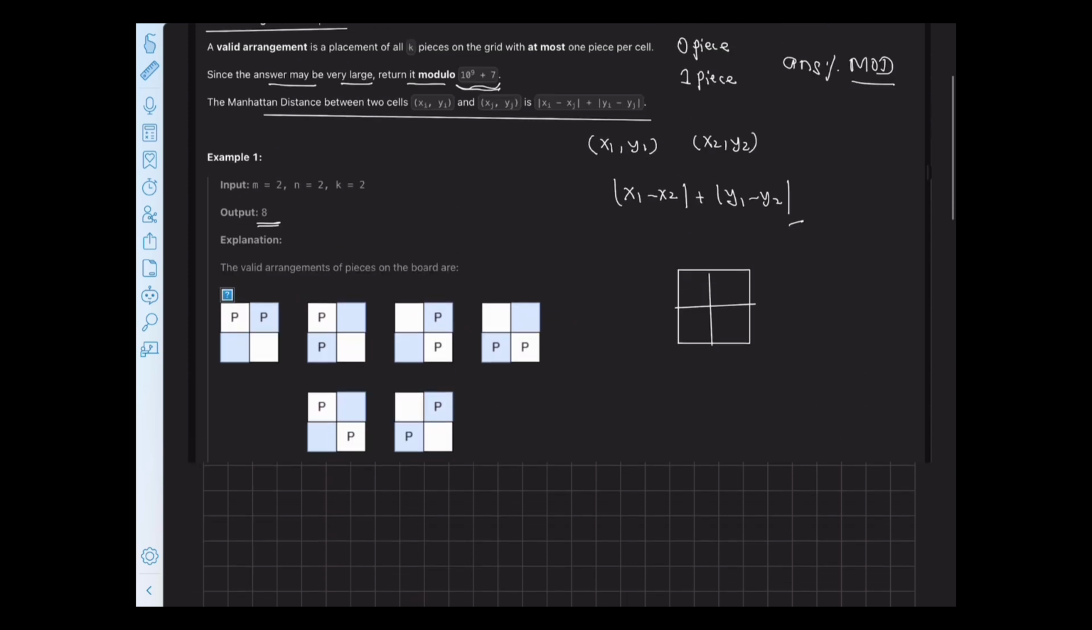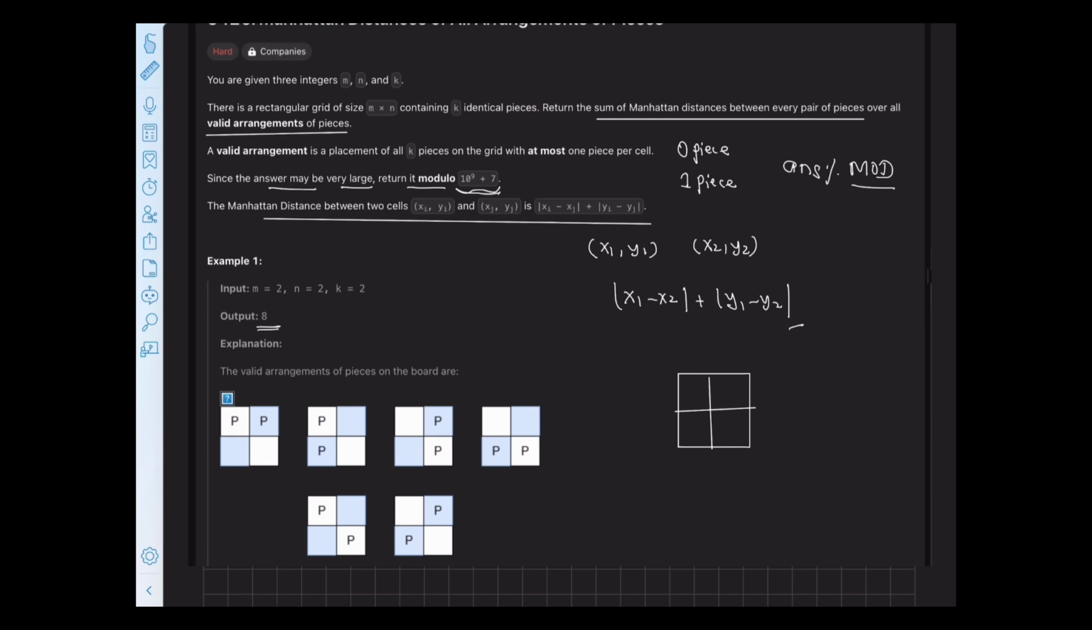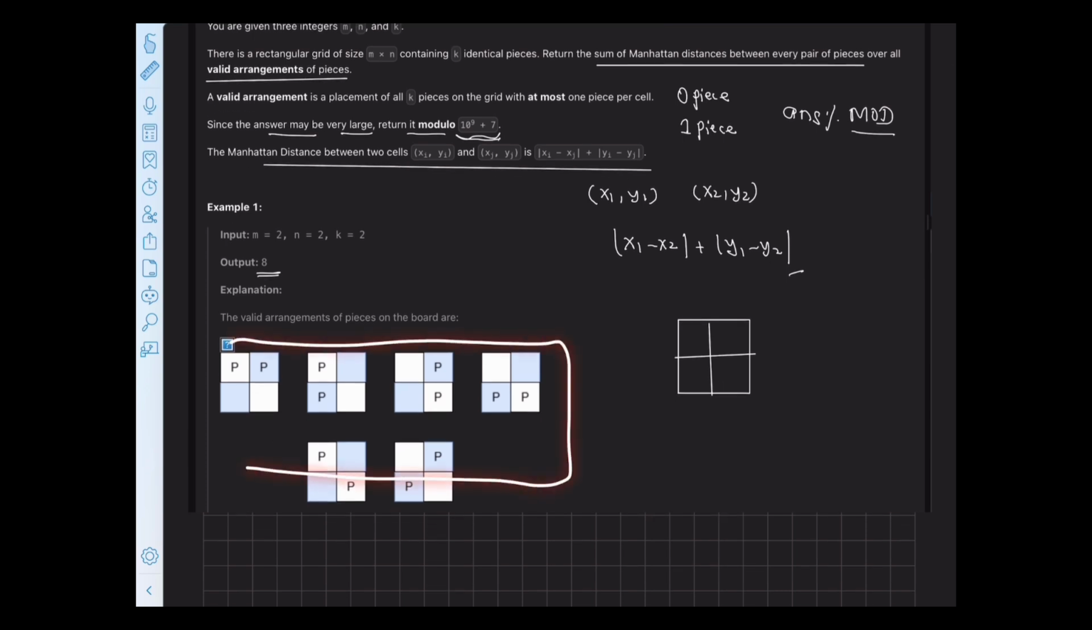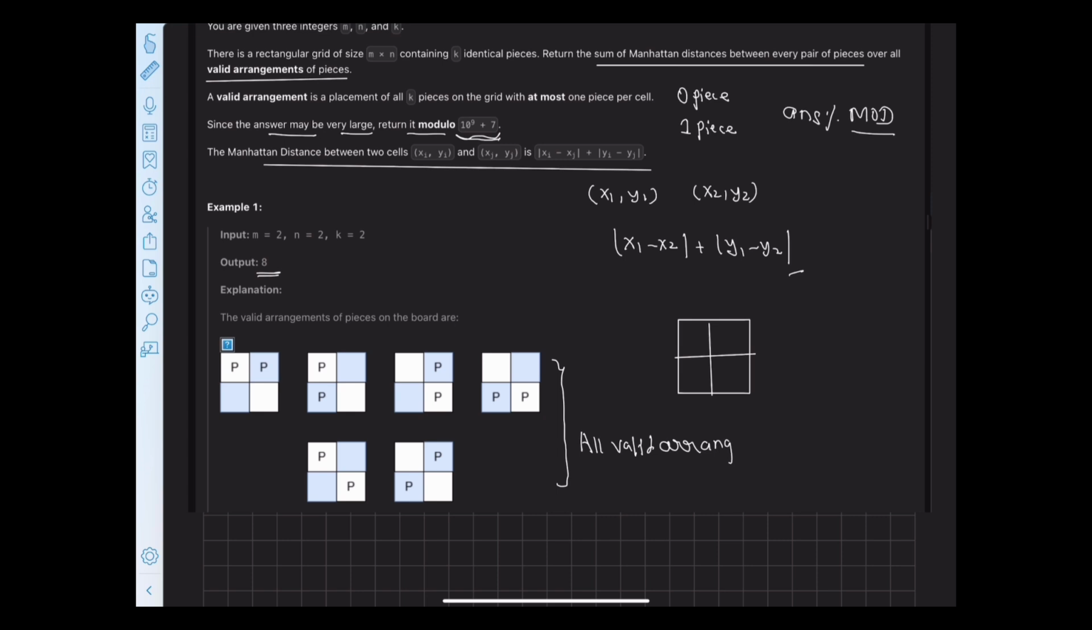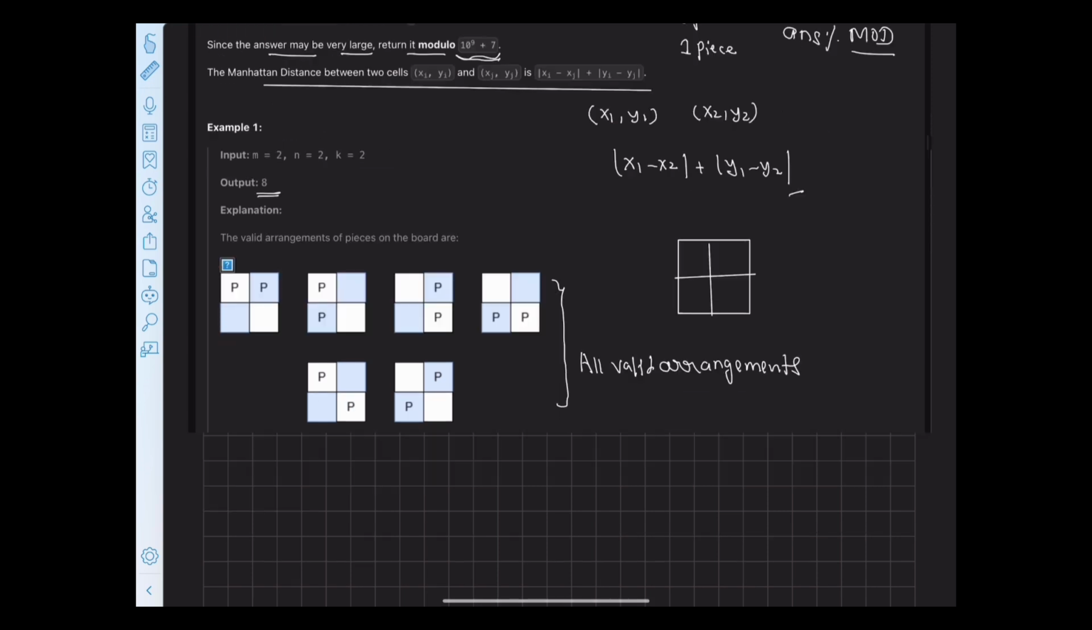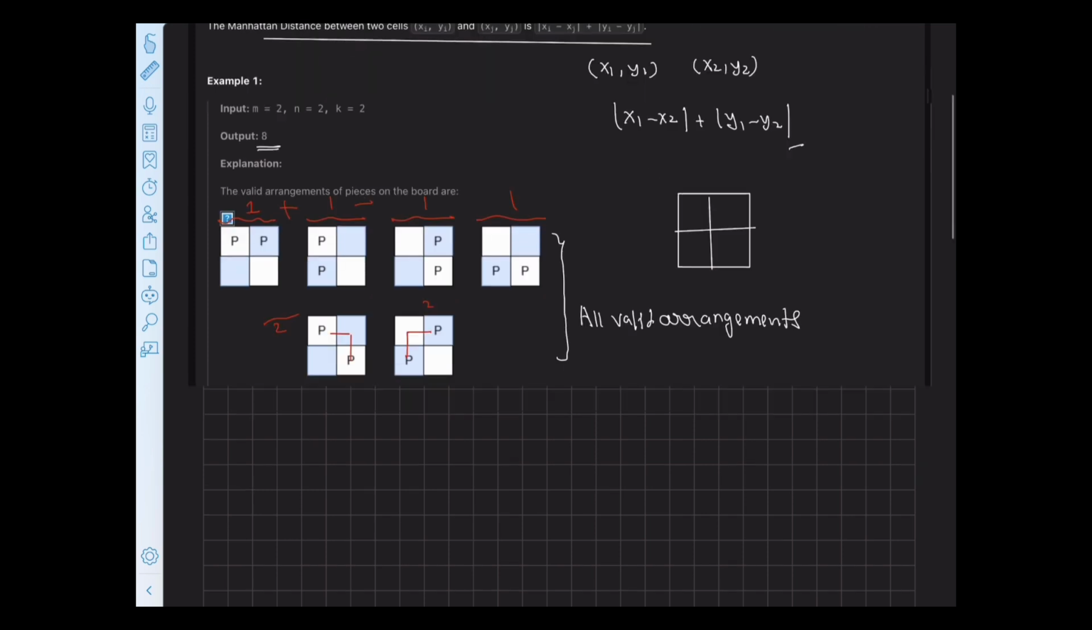Now let's find out the sum of all the Manhattan distances over all the valid arrangements. All the valid arrangements are drawn in front of us. What is the Manhattan distance over here? The Manhattan distance between the two pieces is 1, right? Over here it's 1 again, over here again 1, over here 1. Now over here the Manhattan distance is 2, in this case again 2. If we add these up, we get 8.